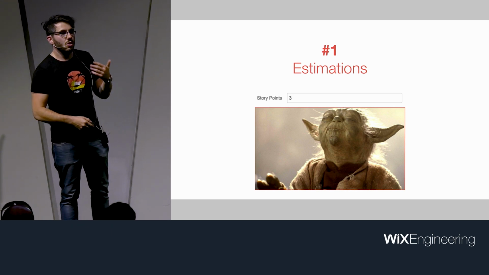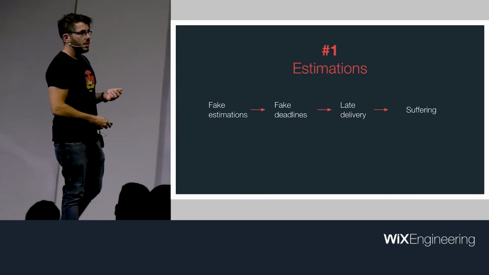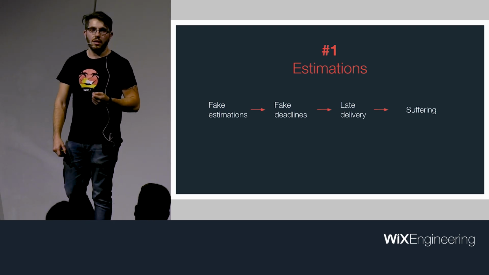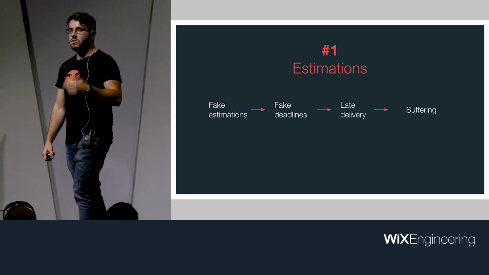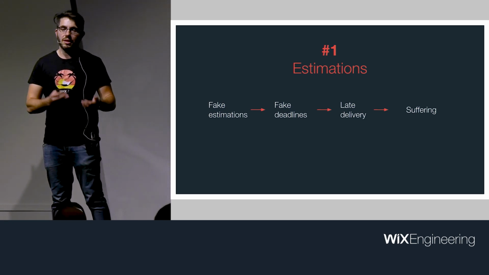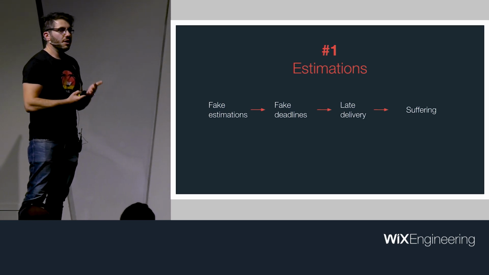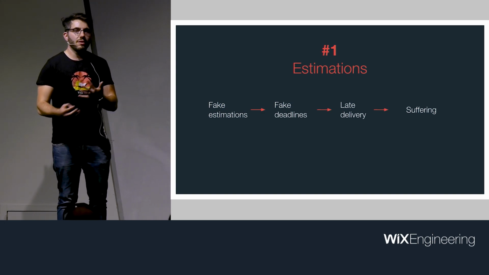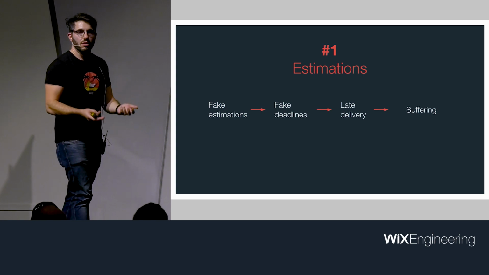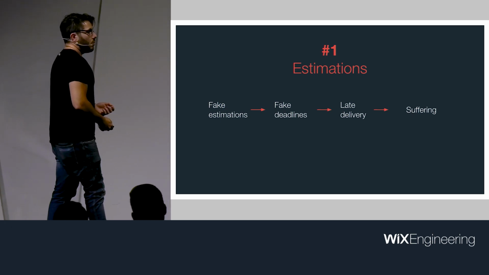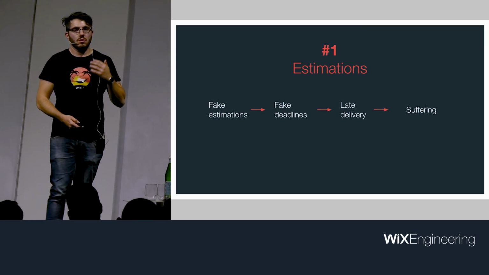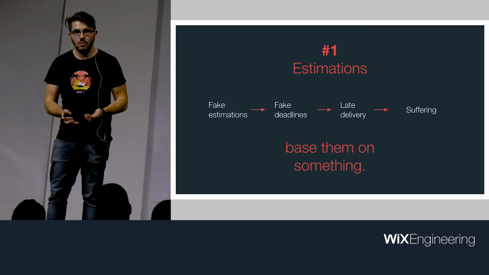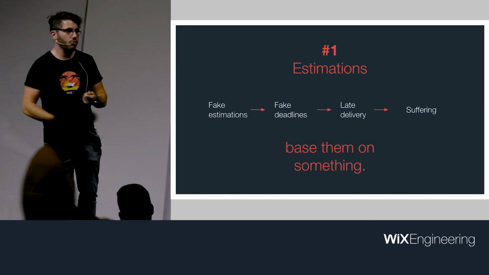But the problem is that those estimations are fake. And the problem with fake estimations is that they evolve into fake deadlines. And those fake deadlines evolve into late delivery. But if you think about it, it's late relative to what, right? To random dates and numbers that we just put out there? We should base those estimations on something. We should gain more knowledge about the problem and about the technical domain before we give out those estimations.